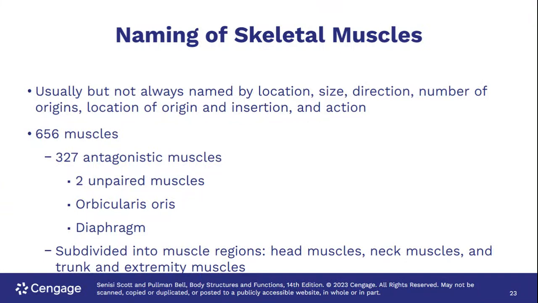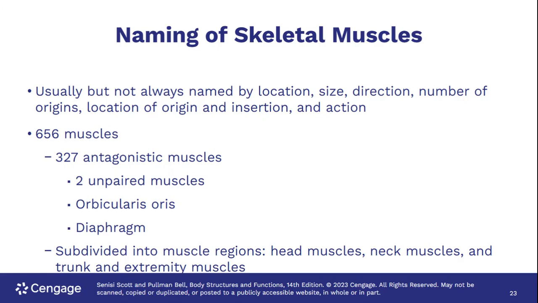So something that we should go over, but doesn't have many, I mean, it has one slide for it, but it's important to know, is the naming of skeletal muscles. They're named usually by location, size, direction, the number of origins, location of origins and insertion, and action. It just depends on the muscle.